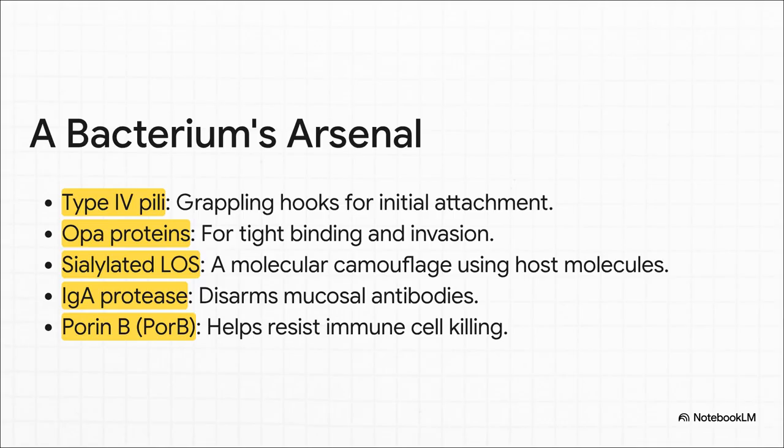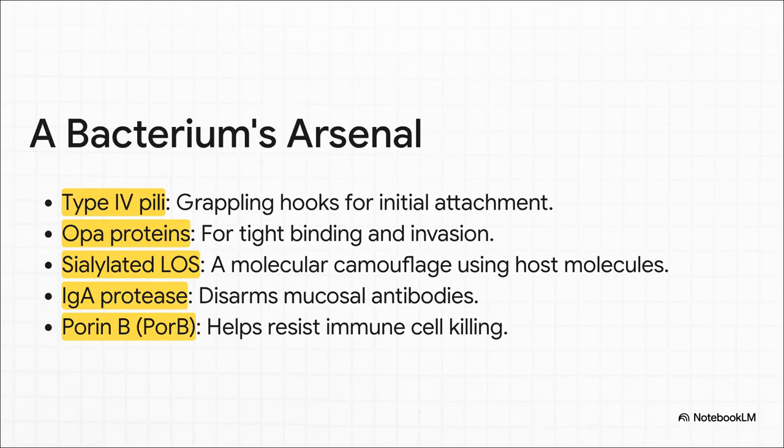First, it uses these things called type 4 pili. You can think of them like tiny grappling hooks to grab onto our cells. Then it uses OPA proteins to basically zip itself tightly onto that cell before it invades. It even has this molecular camouflage, a special sugar molecule called sialylated LOS that helps it hide from our immune system. As if that wasn't enough, it carries molecular scissors called IgA protease to chop up our defenses and a gatekeeper protein called porin B that helps it resist our immune cells.